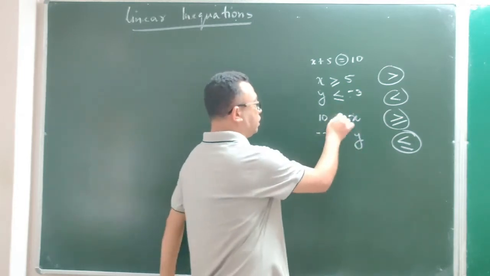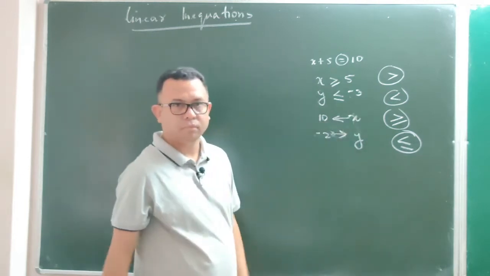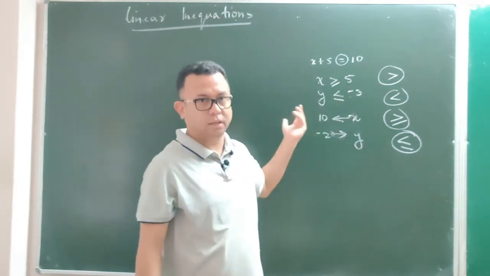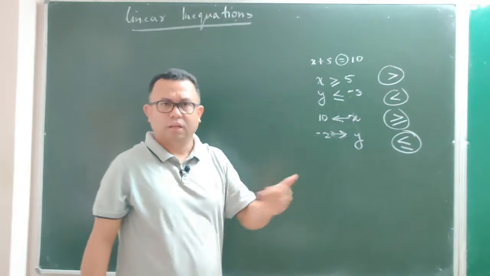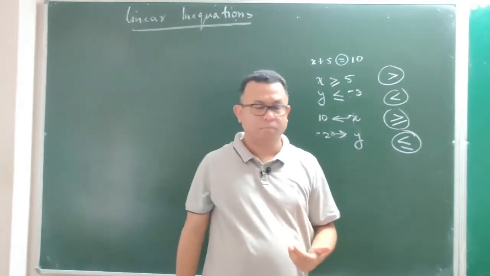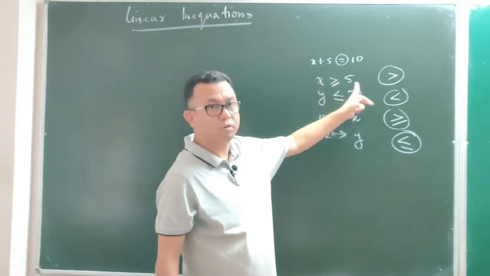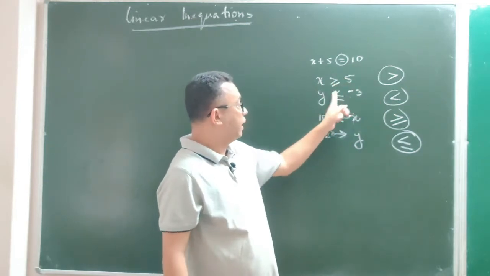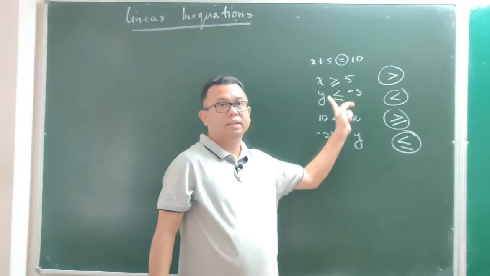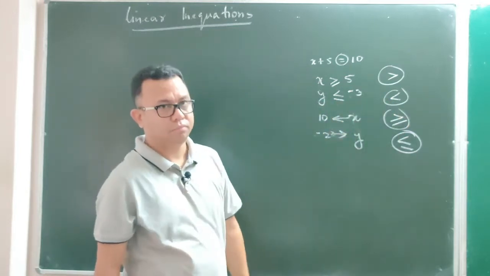Same way, you can see x is killing 10. So since x is killing 10, that's why you have to say x is greater than 10. That is how you recognize greater than or less than. Same thing with equal to also. You can see the arrow is going that side, which means x is greater than or equal to 5. Then since here the arrow is coming towards y, you say y is less than or equal to minus 3.